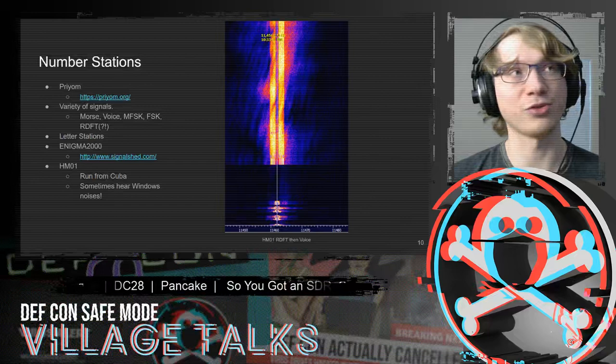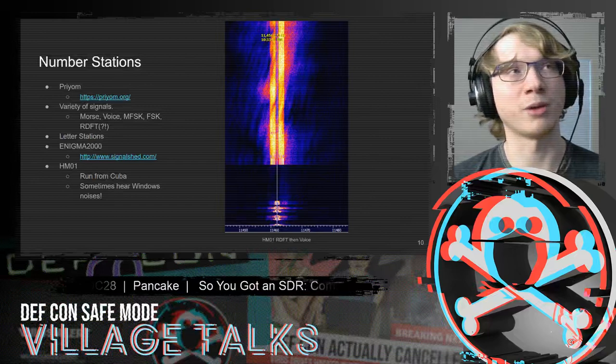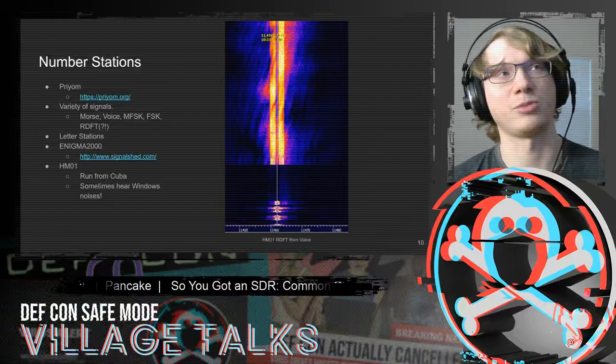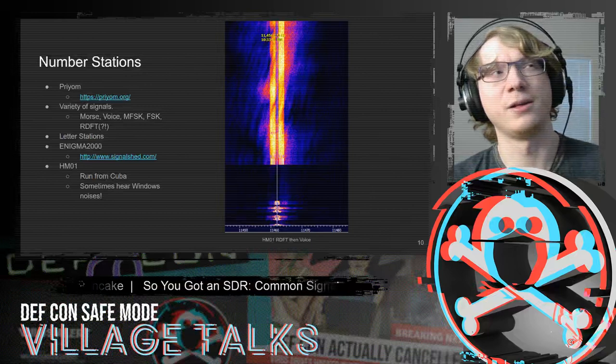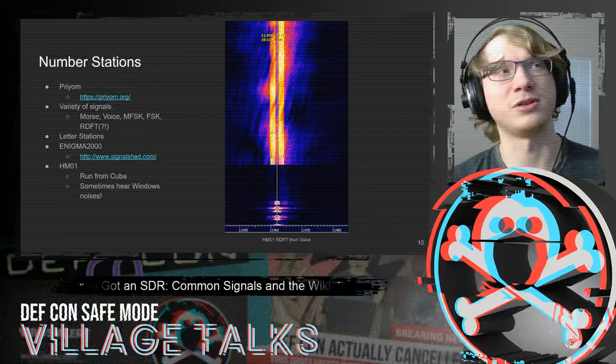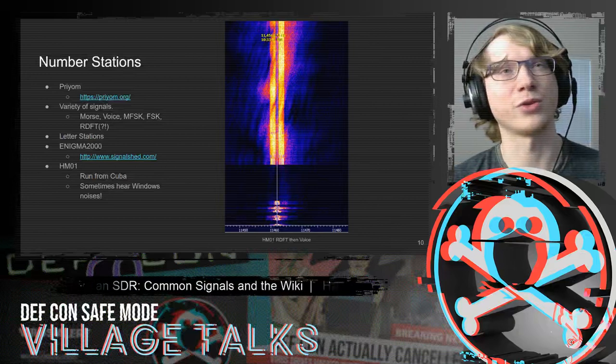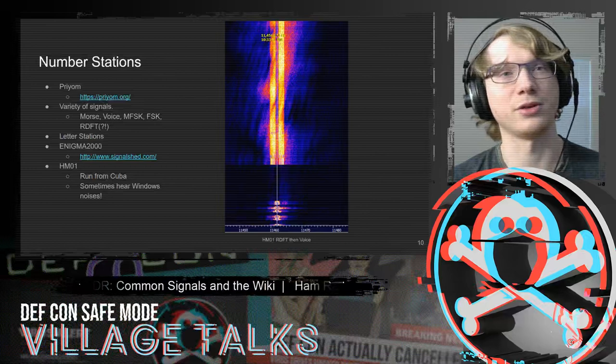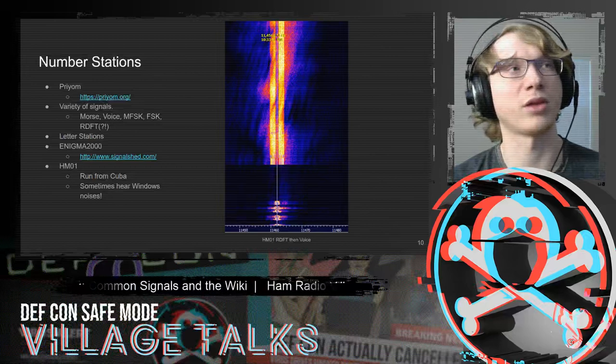about number stations. Some of them are in Morse, some of them have voice, some of them are MFSK, some of them are FSK-MN. For some reason, Cuba does theirs in RDFT, which is redundant digital file transfer. It's very odd. That image is of the RDFT signal that HM01 sends out.